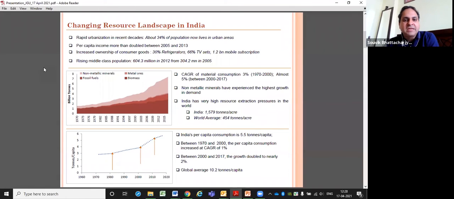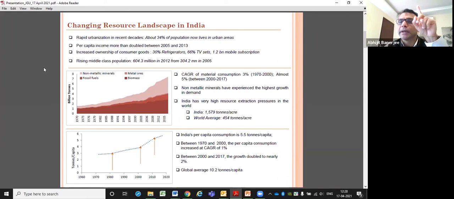In fact, in recent decades, I would say it was one of the best performing periods of the Indian economy. And that is very much reflected in our overall consumption during that time. In fact, during that time, the growth of consumption doubled, in fact, 2%. And you know why?